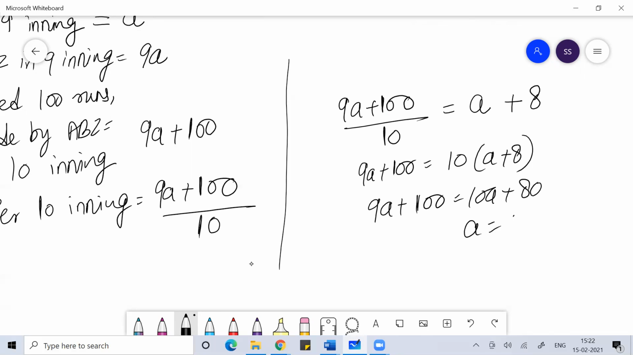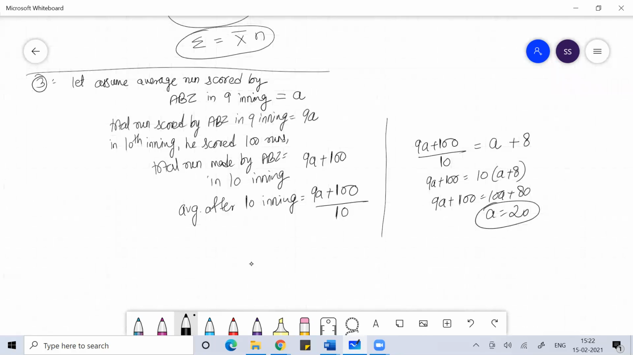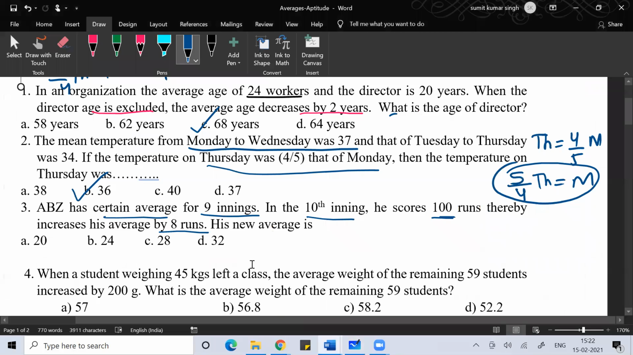So the A value is 20. So A was his average after 9 innings. So his average after 9 innings was 20, because that I assumed as A.